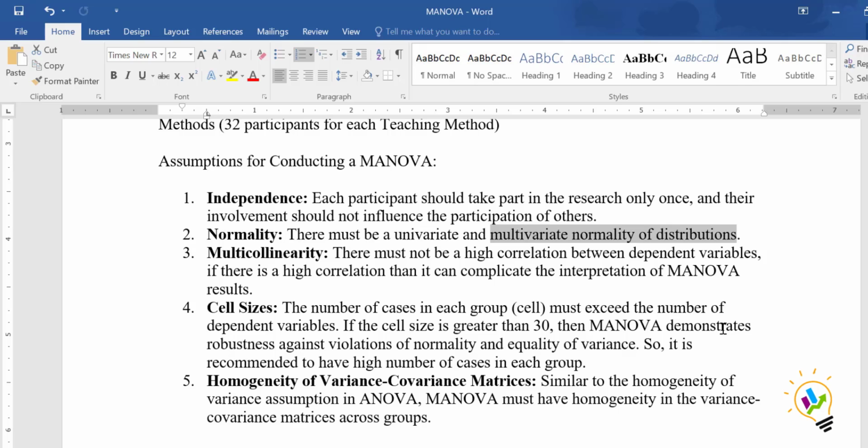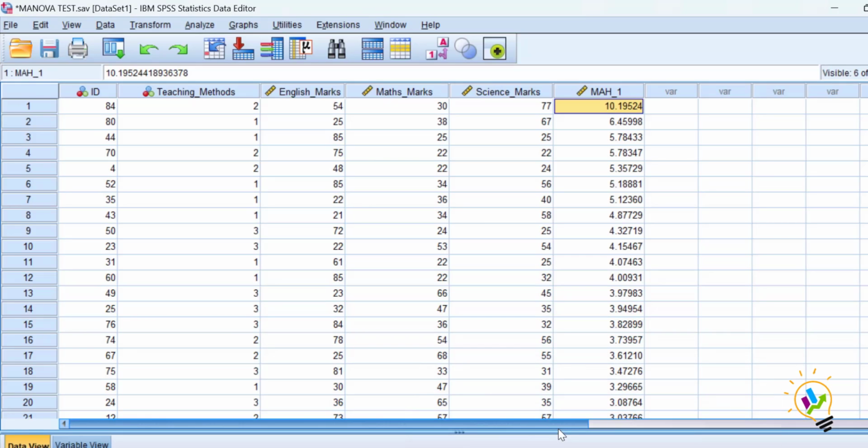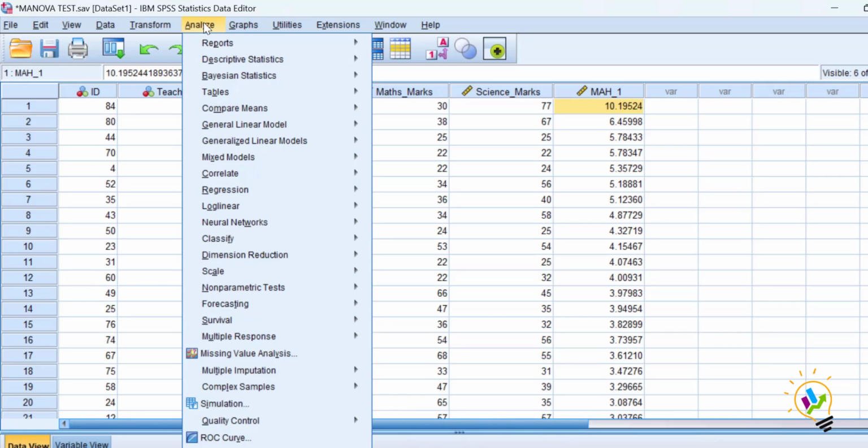Now let us discuss multicollinearity. What is the meaning of multicollinearity? Checking whether there is high correlation between the dependent variables. For that purpose, we are going to do regression analysis once again. We must go to Analyze.